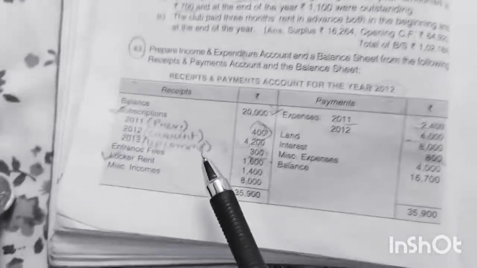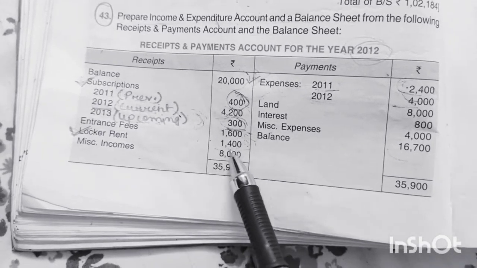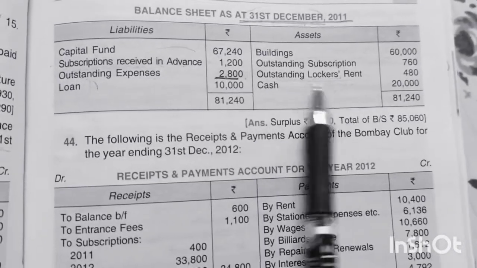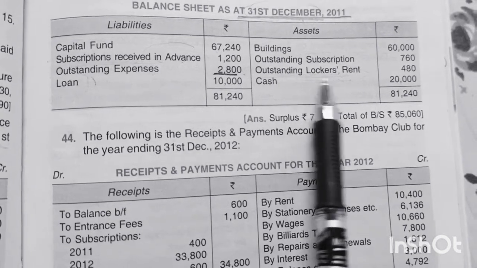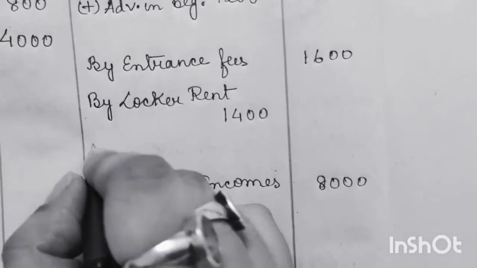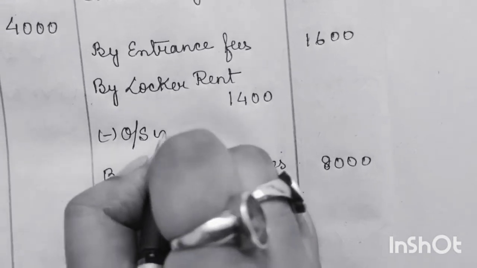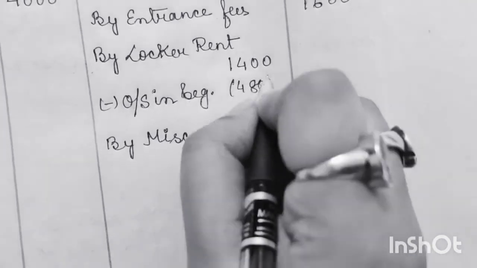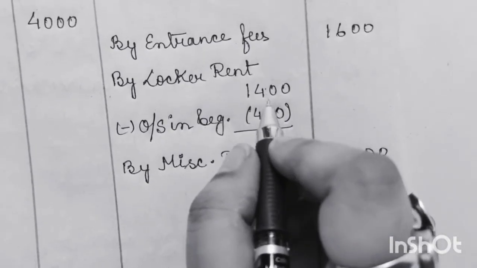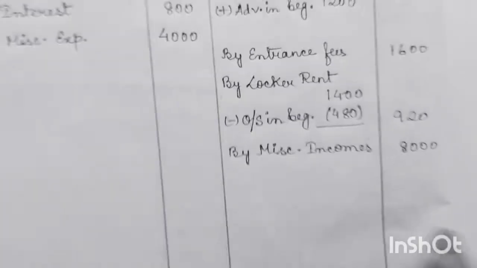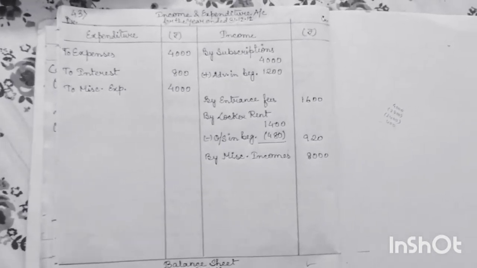Okay, but in case of locker rent, they have given the aggregate amount 1400 which they have received during the year. But in this amount, some amount is for the previous year's outstanding, that is outstanding in the beginning. So that one we have to deduct. So less outstanding in beginning 480. So if we deduct 480 from 1400, we will get 920. Okay, now here we have recorded all the transactions.